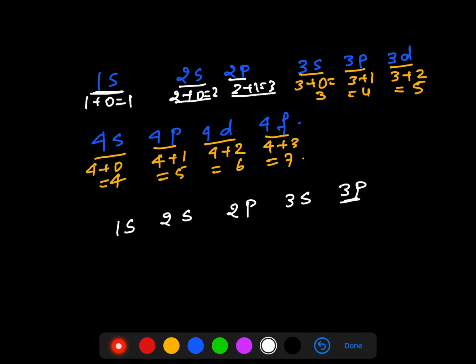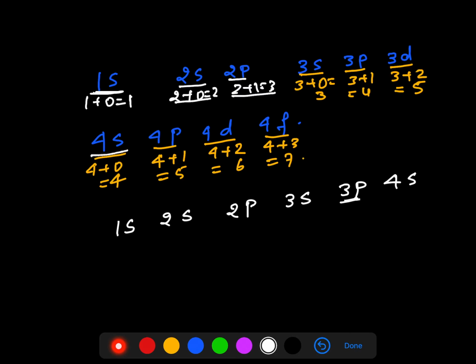But after 3p, we have to take 4s. Why? Because 4s has a lower value of n plus l. There is no argument: whenever there is a different value of n plus l for two different subshells, the lower value of n plus l will have the lower energy. So if you compare 4s and 3d, 4s has a lower value of n plus l, that is why 4s is before 3d.